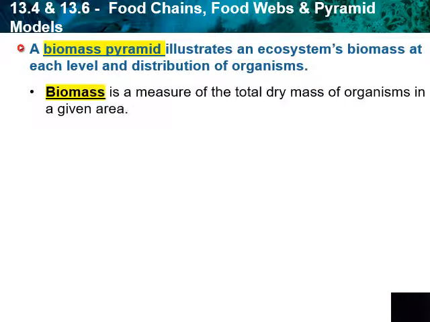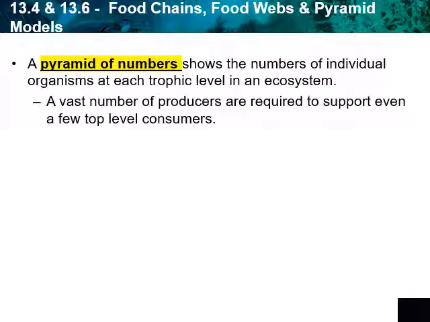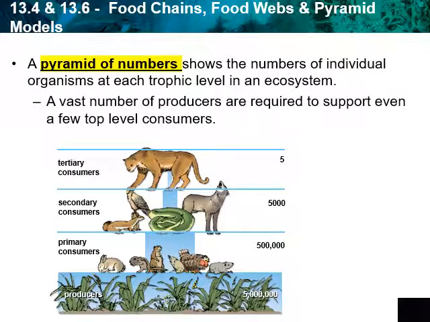A biomass pyramid illustrates an ecosystem's biomass at each level in the distribution of organisms. Biomass is a measure of the total dry mass of the organisms in a given area. So actually like weigh it out. How much do the producers weigh? How much do the consumers weigh? How much do the tertiary consumers weigh? That's the biomass. And then we also have a pyramid of numbers. Basically, the pyramid of numbers counts up the individual organisms at each level in that ecosystem. So if we count out how many producers we have, that's the pyramid of numbers. How many primary consumers, how many secondary consumers, and so on do we have at each level? And that's the pyramid of numbers.